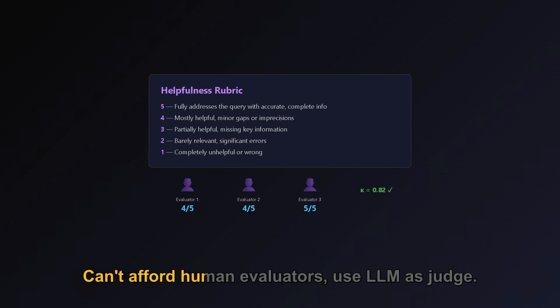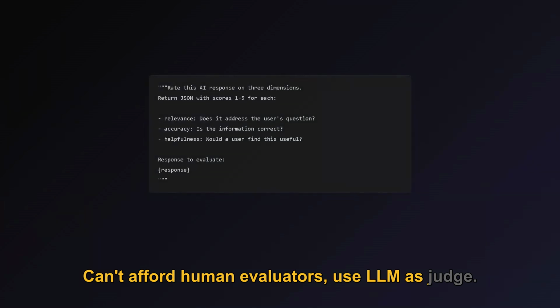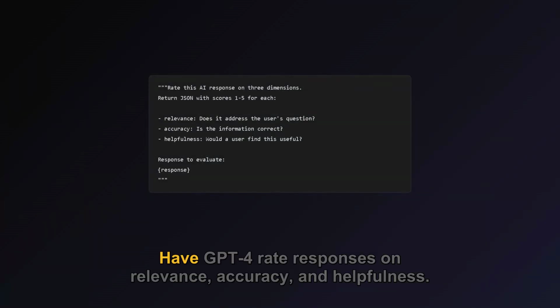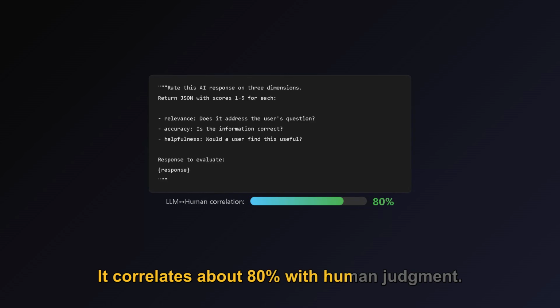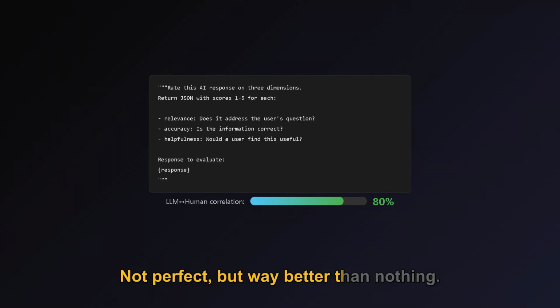Can't afford human evaluators? Use LLM-as-Judge. Have GPT-4 rate responses on relevance, accuracy, and helpfulness. It correlates about 80% with human judgment, not perfect, but way better than nothing.